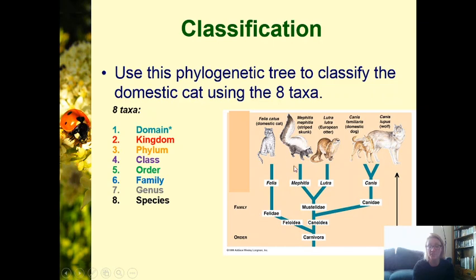Types of things that you might get asked to do, so you might get given a phylogenetic tree like this one, and then you've got to try and classify a particular species. So this one we're going to have a look at the cat species. So domain is going to be the same as us, so it'll be Eukaryota, the kingdom will be Animalia, the phylum will be Chordata, the class will be Mammalia, and then we need to start to look at the diagram. So order here, we've got Carnivora, family is Felidae, genus then is Felis, and the species is Catus.